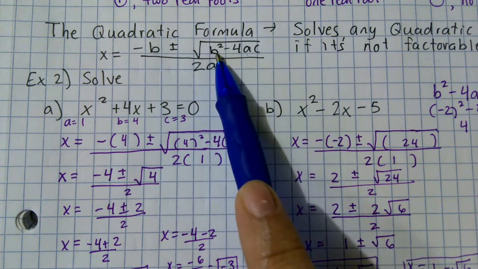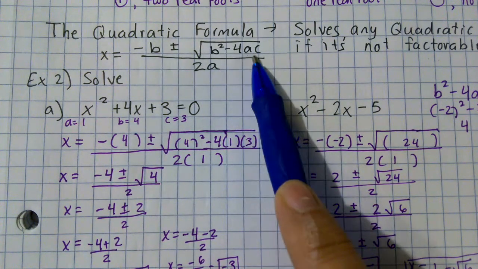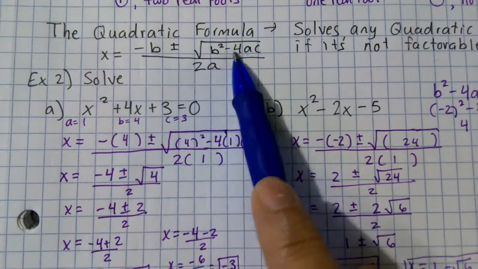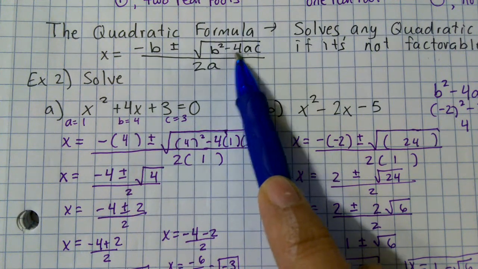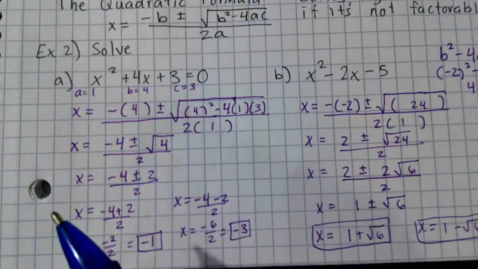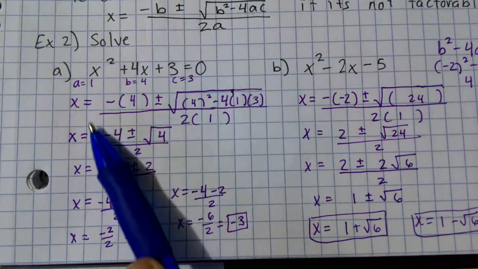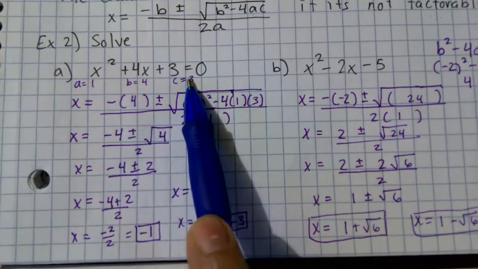And finally, if b squared minus 4ac, the discriminant, is negative, the square root of a negative is not real, it's imaginary. That's why we're not going to have any real roots. So that's where it comes from. So using the formula, we can identify a, b, and c.